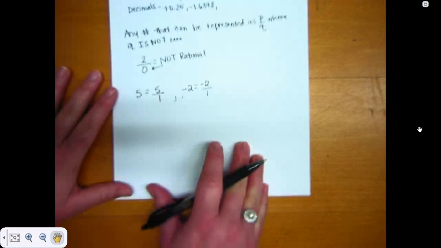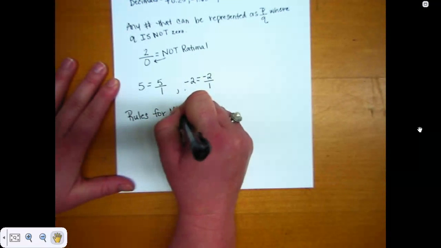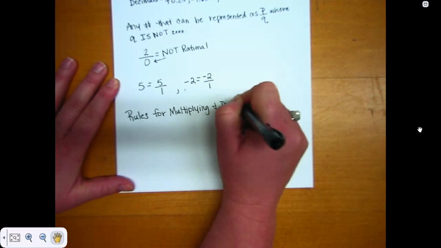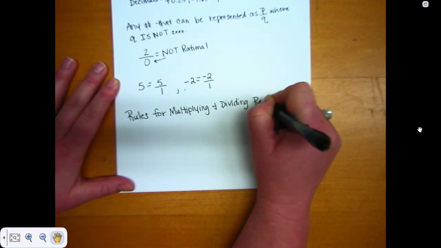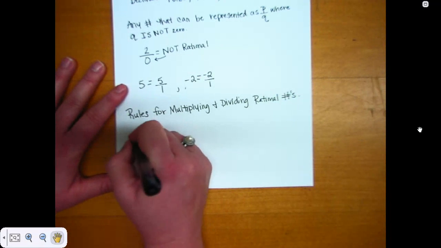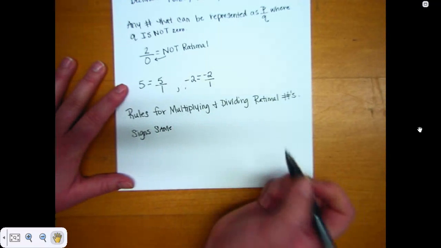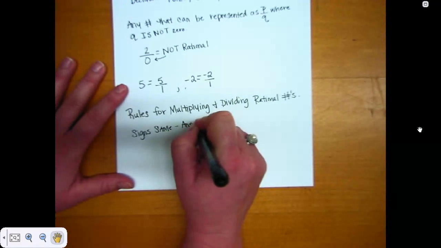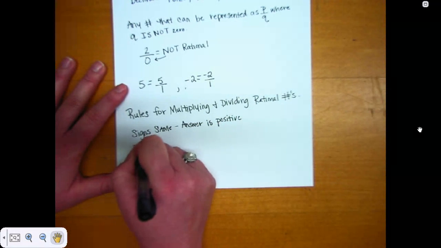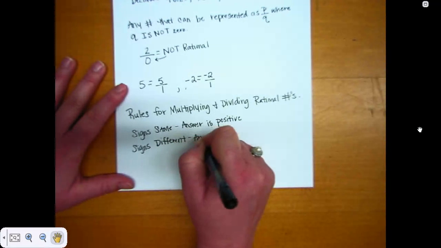So we need to remember our rules. Rules for multiplying and dividing rational numbers. Remember, they are not the same as our adding rules. Remember, if your signs are the same, whether they're positive or negative, your answer is positive. And if your signs are different, the answer is negative every time.